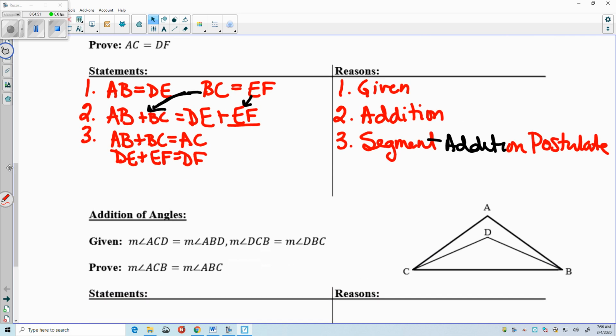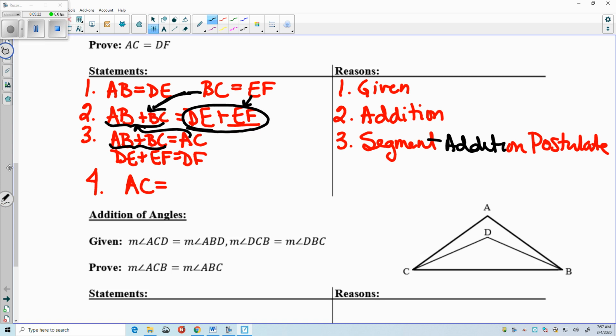Okay, so now what do we do? Our goal is to prove AC is equal to DF. So I'm going to take a look at lines 2 and 3. I see this information right here, AB plus BC, and I also see it again here, AB plus BC. So I could substitute back in line 2 this value, AC, instead of those two smaller parts. And now if I take a look at the other part of that statement, I have the same thing going on. Here's DE plus EF. Well, I know DE plus EF is equal to DF, and I'm going to plug that in there. And what we just did was a substitution.